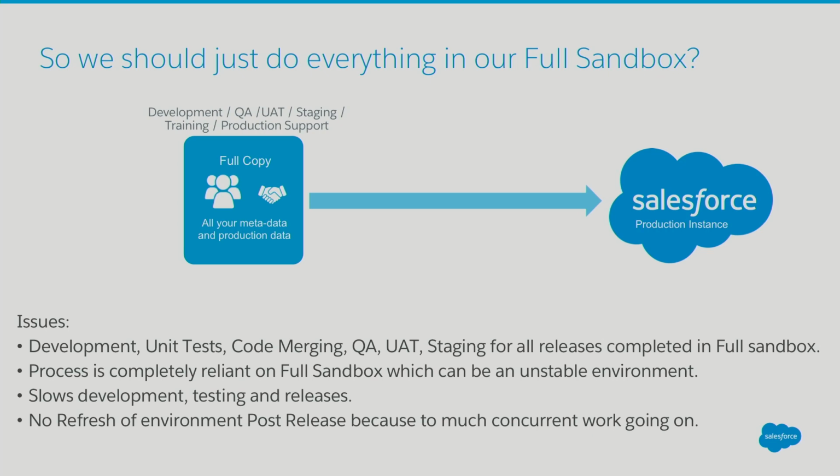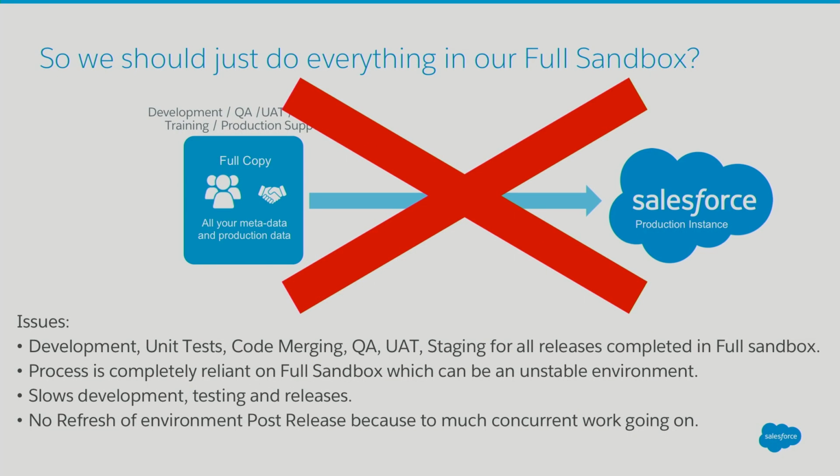It's going to make it so that development has to stop so QA can begin, and then QA has to stop so UAT and training can happen. It's no way to be able to run multiple releases, and also it's going to be really difficult to run a refresh on that sandbox, right? Because you're not going to be able to stop all the different types of work. So Rachel and I are here to tell you there's a better way to do this in Salesforce.